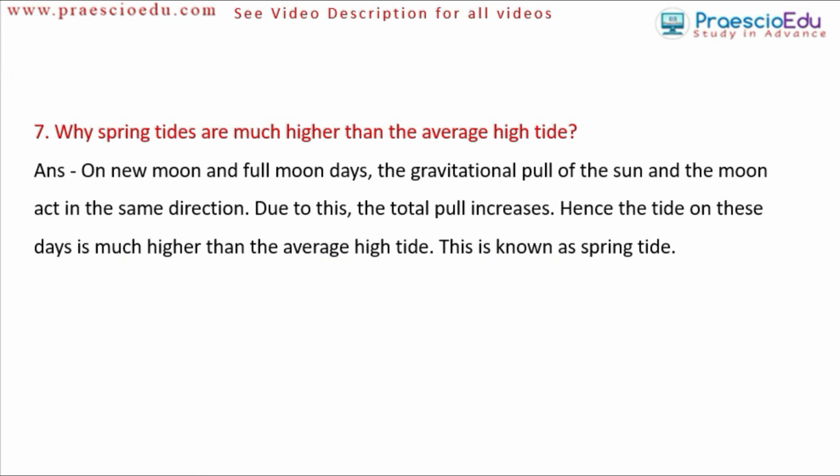Next question है why spring tides are much higher than the average high tide? And the answer is on new moon and full moon days, the gravitational pull of the sun and the moon act in the same direction. Due to this, the total pull increases. Hence, the tide on these days is much higher than the average high tide. This is known as spring tide.